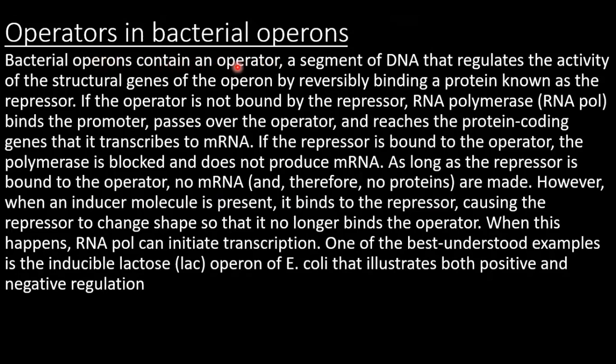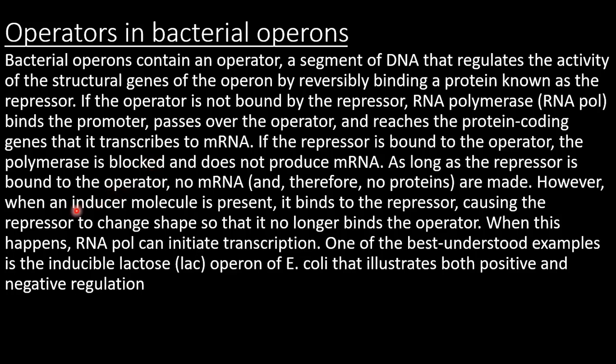Now, bacterial operons contain an operator, which is a segment of DNA that regulates the activity of the structural genes of the operon by reversibly binding to a protein known as a repressor. If the operator is not bound by a repressor, RNA polymerase will bind to the promoter, pass over the operator, and reach the protein coding genes that transcribe messenger RNA. However, if a repressor is bound to the operator, the polymerase is blocked and does not produce messenger RNA. So as long as the repressor is bound to the operator, no messenger RNA and therefore no proteins will be made.